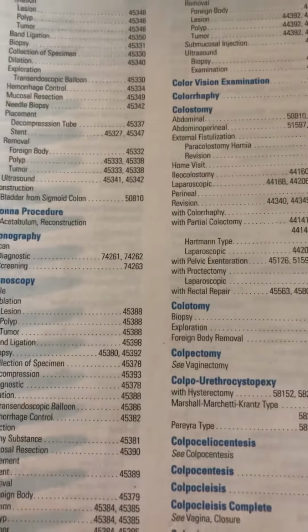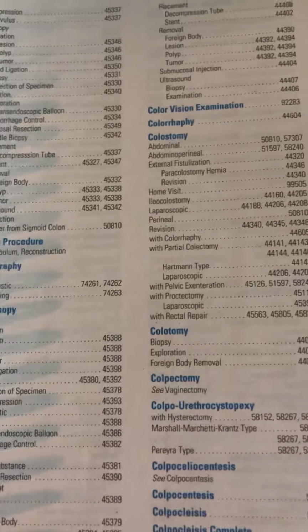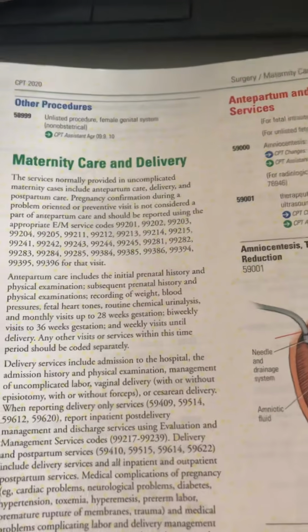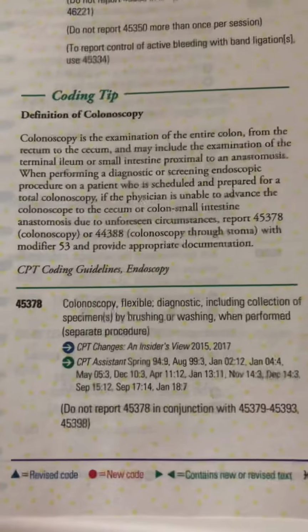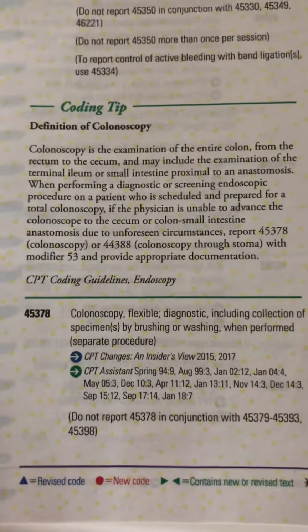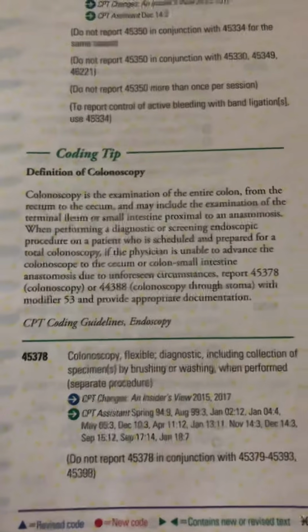45378. We then do what we call verifying that code. So I'm going to now flip to the tabular section where that code is housed and read the code description, read the coding tip above it, make sure that's the code I want to assign, and assign code 45378.